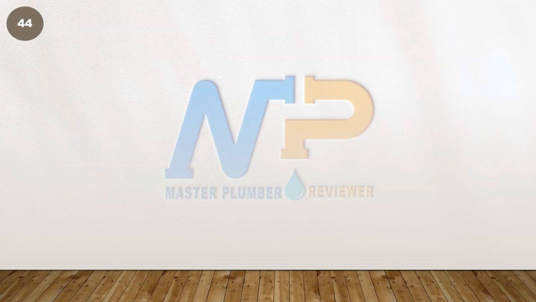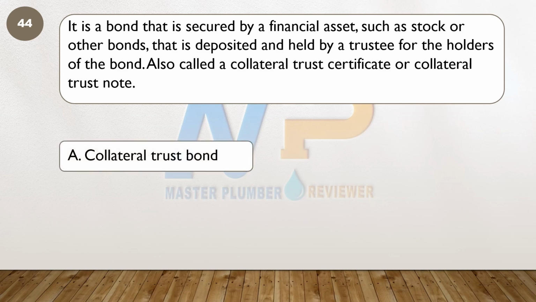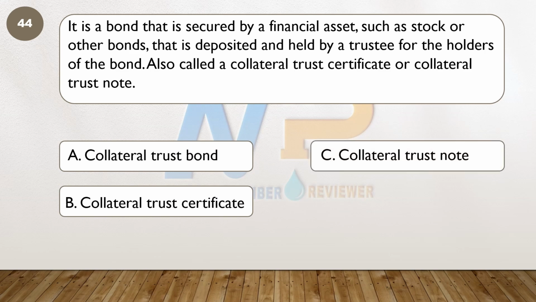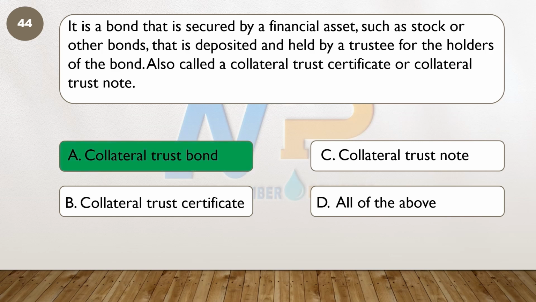Number 44. It is a bond that is secured by a financial asset, such as stock or other bonds, that is deposited and held by a trustee for the holders of the bond. Also called a collateral trust certificate or collateral trust note. A. Collateral trust bond. B. Collateral trust certificate. C. Collateral trust note. D. All of the above. The answer. It's A. Collateral trust bond.